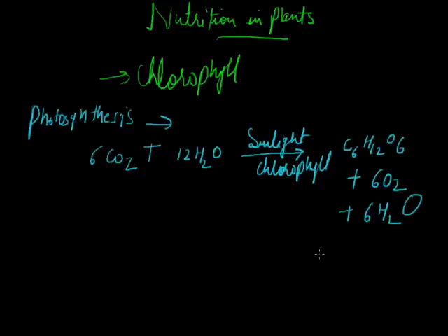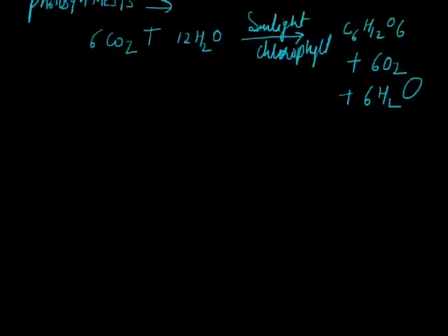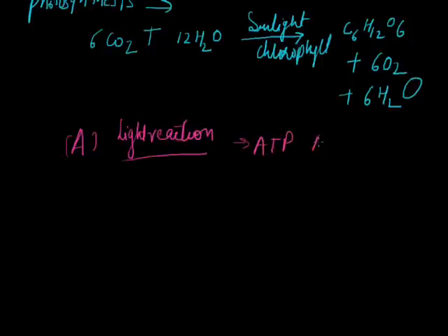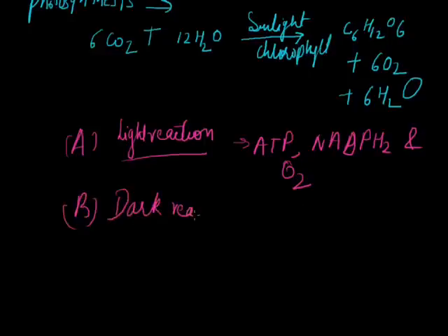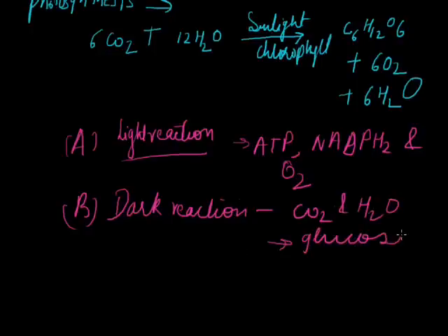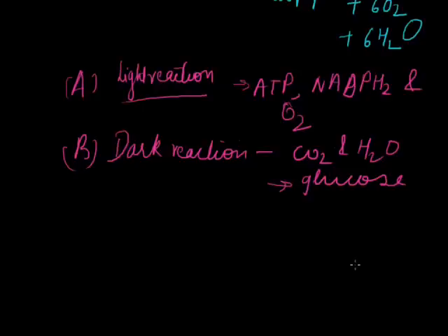Now actually the photosynthesis process can be completed in 2 steps. So there are 2 steps. First step is called as a light reaction. In light reaction, ATP, NADPH2 and O2 are produced, and in the dark reaction, CO2 and water are converted into glucose. So ultimately, the glucose, that is food, is formed.